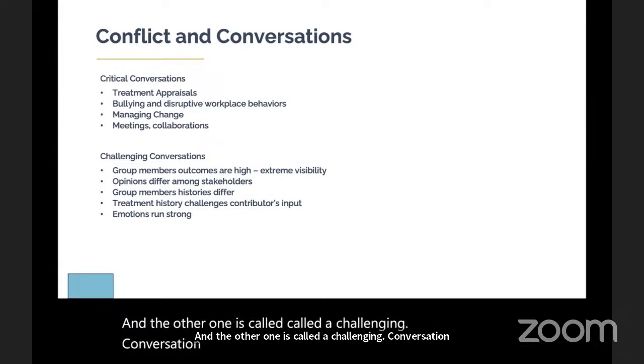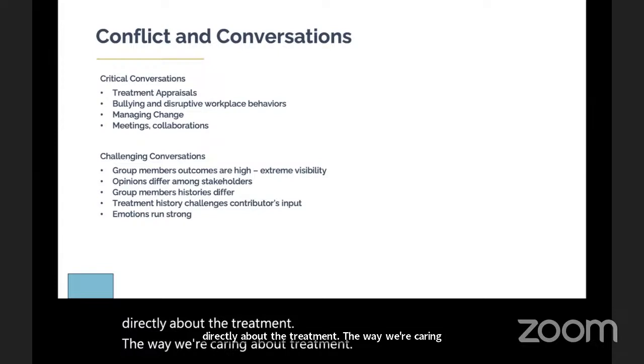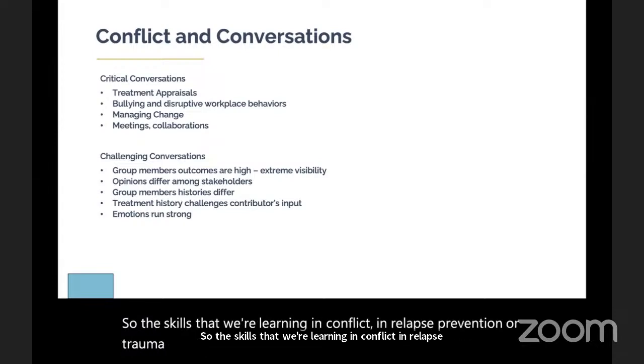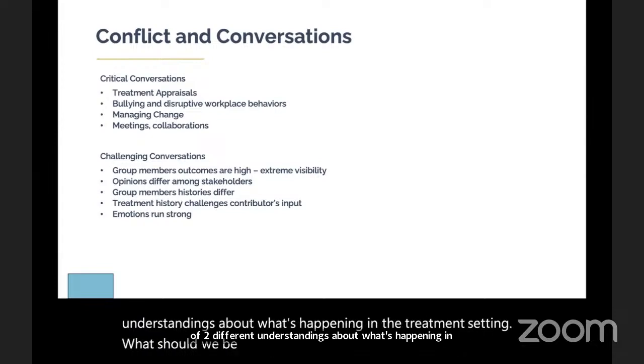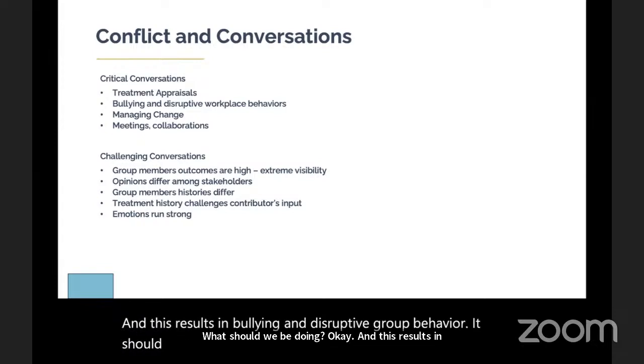So a critical conversation is when conflict is based directly on the treatment, the way we're caring about treatment. So the skills that we're learning in relapse prevention or trauma groups, and the conflict comes out of two different understandings about what's happening in the treatment setting. What should we be doing? Okay. And this results in bullying and disruptive group behavior. It should say group behavior there.